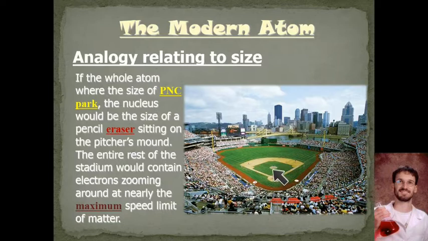Most of the mass is found in that tiny, tiny little thing down there. That's where we find all the protons and all the neutrons. And the rest of this space is occupied by electrons. And these are the tiniest bits of matter. They are almost non-existent. They are so small. And they also are the fastest pieces of matter.